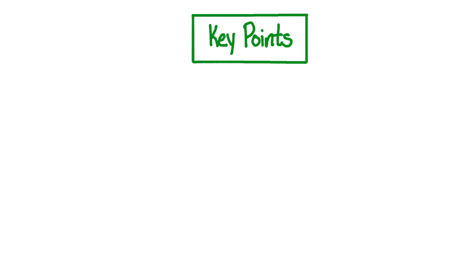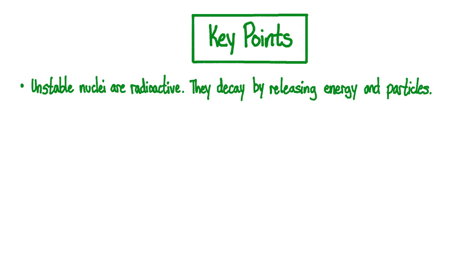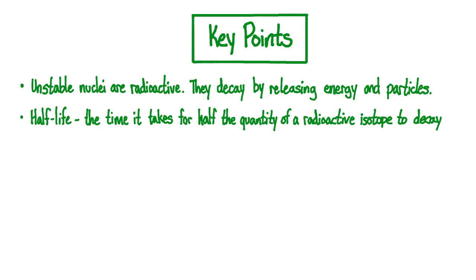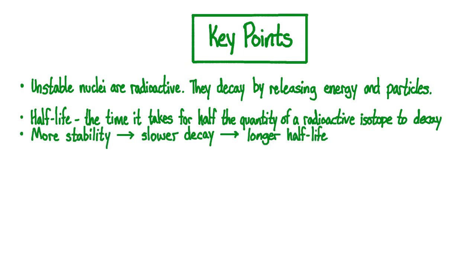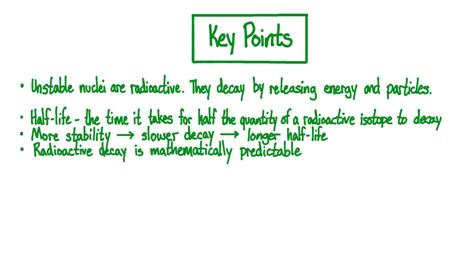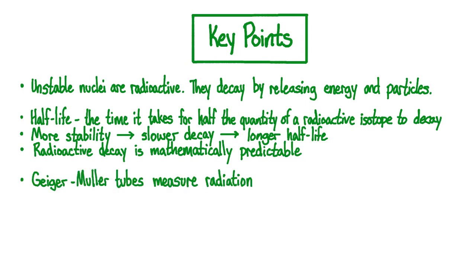Now that we've learned about half-lives, let's review some key points. Unstable nuclei are radioactive. They decay by releasing energy and particles. The half-life of an isotope is the time it takes for half of the quantity of that isotope to decay. The more stable the nucleus, the slower it will decay, and the longer half-life it will have. Radioactive decay is mathematically predictable.